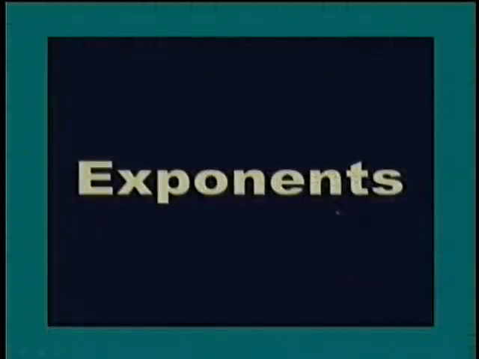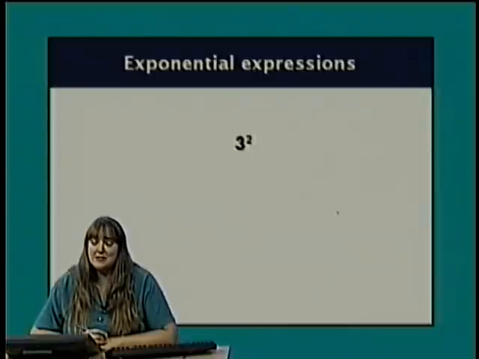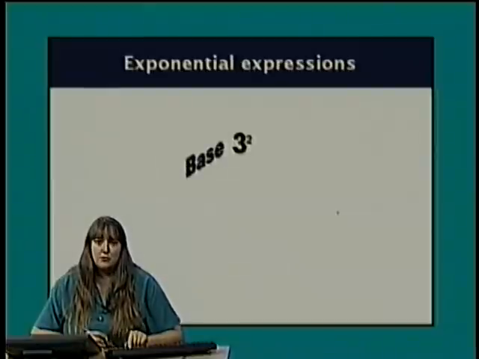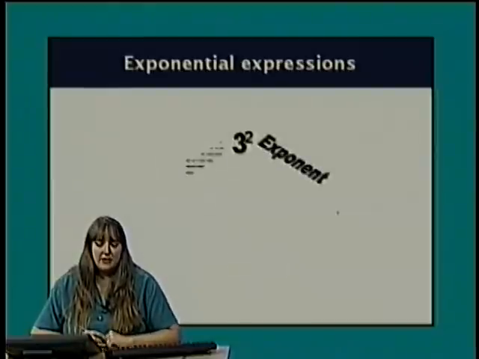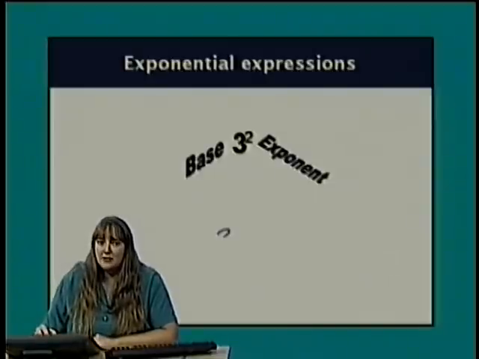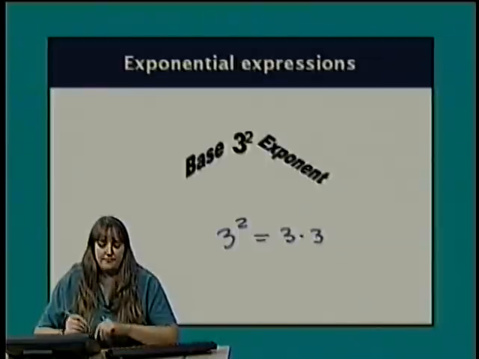Now let's talk about exponents. In an exponential expression like 3 squared, the 3 is called the base, and the 2 is called the exponent. When we look at 3 squared, we can think of this as repeated multiplication. 3 squared means we take our base 3 and we multiply it by itself 2 times in this case because our exponent is 2. So we could write 3 squared as 3 times 3.